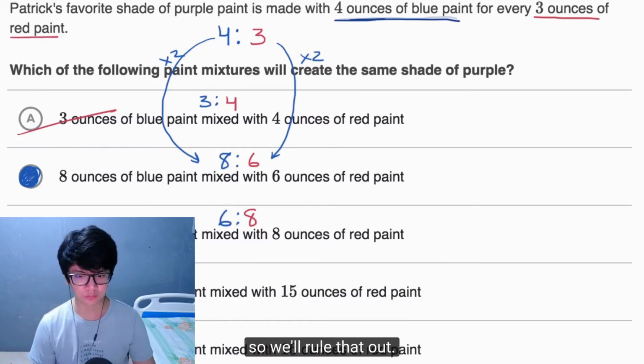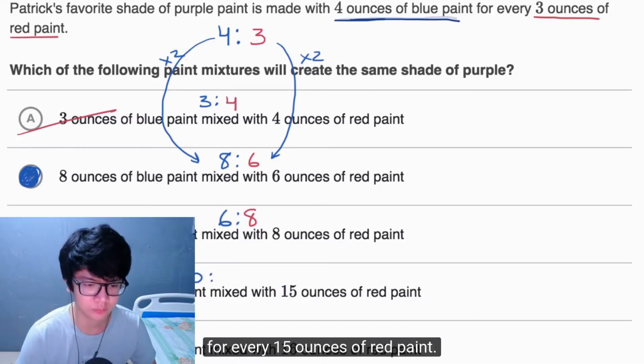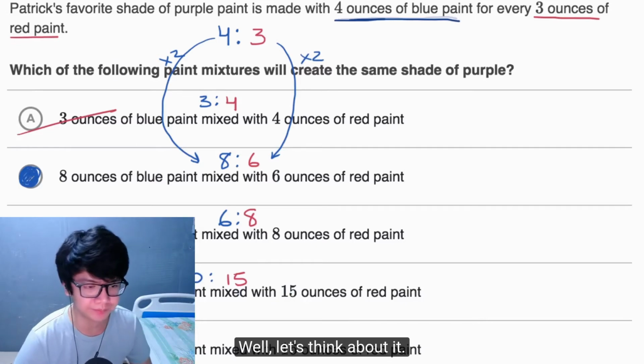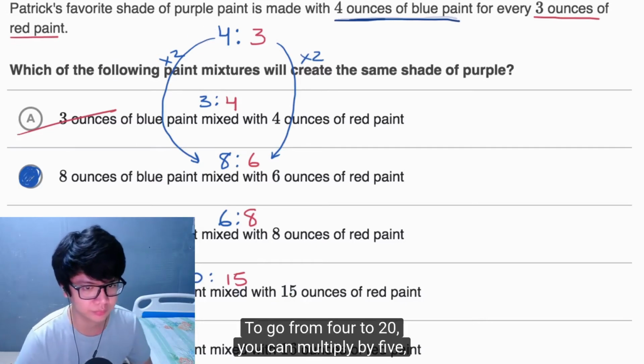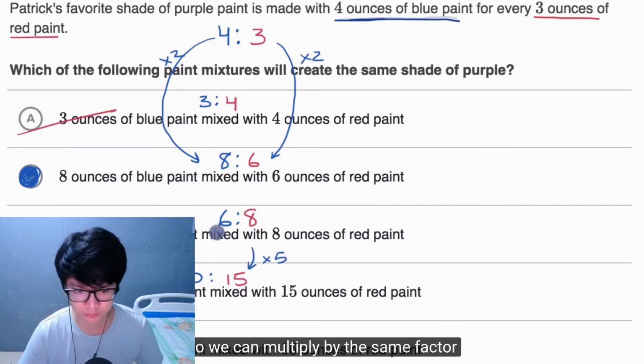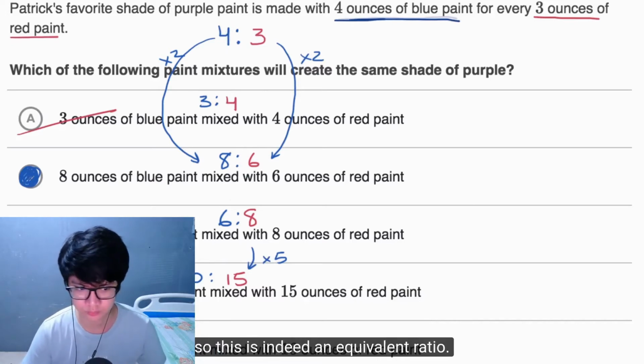So we'll rule that out. 20 ounces of blue paint for every 15 ounces of red paint. So are these equivalent? Well, let's think about it. To go from 4 to 20, you could multiply by 5. And to go from 3 to 15, you could multiply by 5. So we can multiply by the same factor to go from 4 to 20 and 3 to 15. So this is indeed an equivalent ratio.